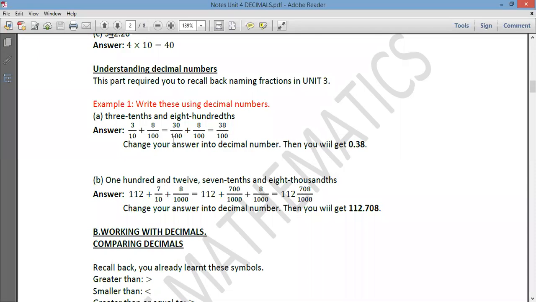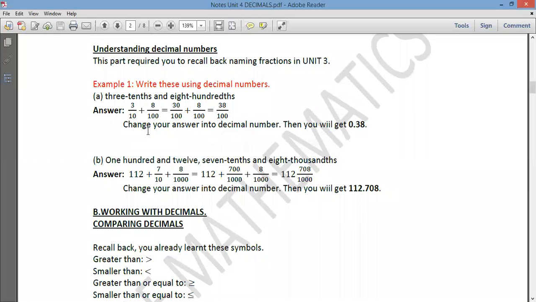Of course, when you do addition of fraction, you already learned you have to change the denominator into the same denominator. For example, you have to change into 100. Okay, so you change the denominator into 100. So your numerator will have to times 10, also 3 times 10 equals to 30. So you sum up 30 plus 8 equals to 38.